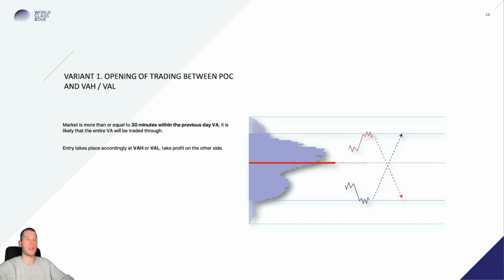Entry takes place at the value area high or low, depending, and the take profit is on the other side. The stop loss is the absolute high or low of the previous day from the profile or from the area we define the value area. So it does not have to be the previous day, but it's day trading setups in this case, so it's most likely the previous day.